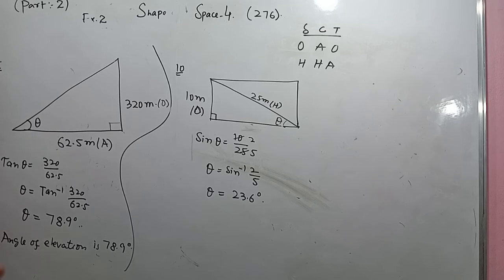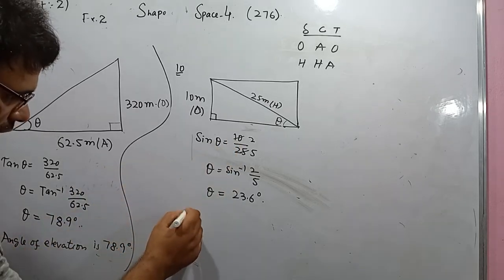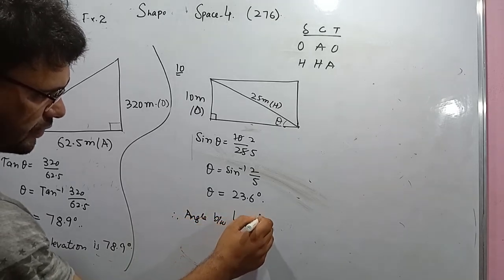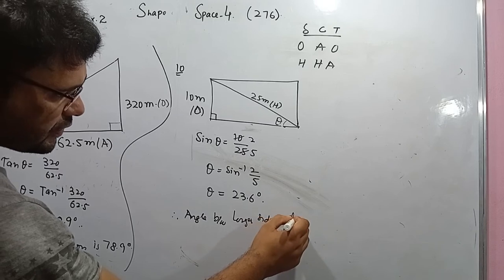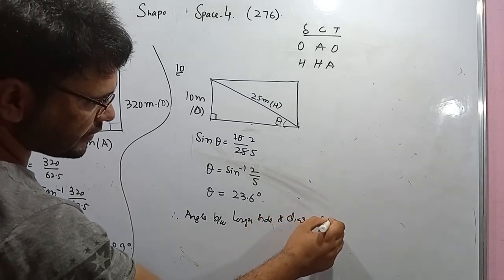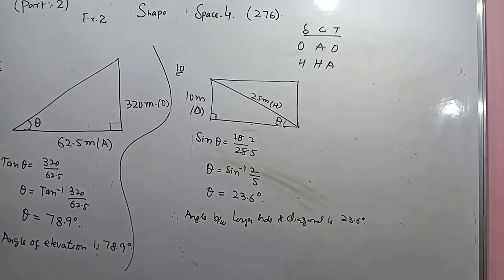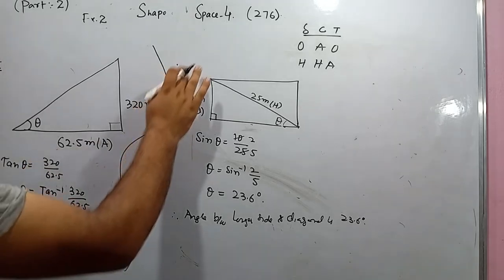So finally I can write, the angle between the longer side and the diagonal is 23.6 degree. This was question number 10. Question number 8, sorry, it's actually question number 8.